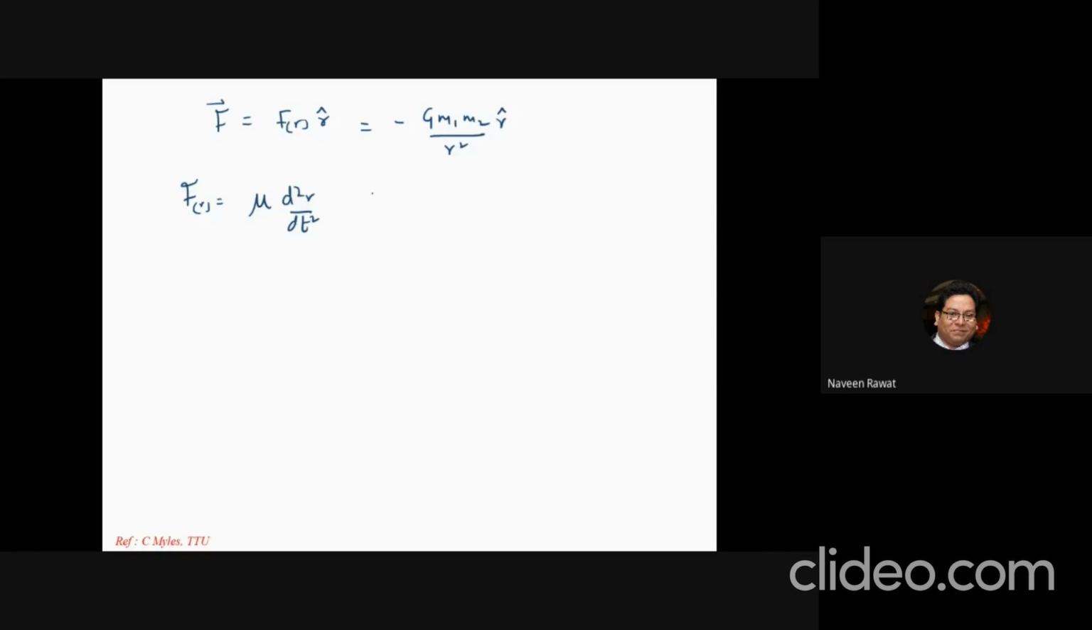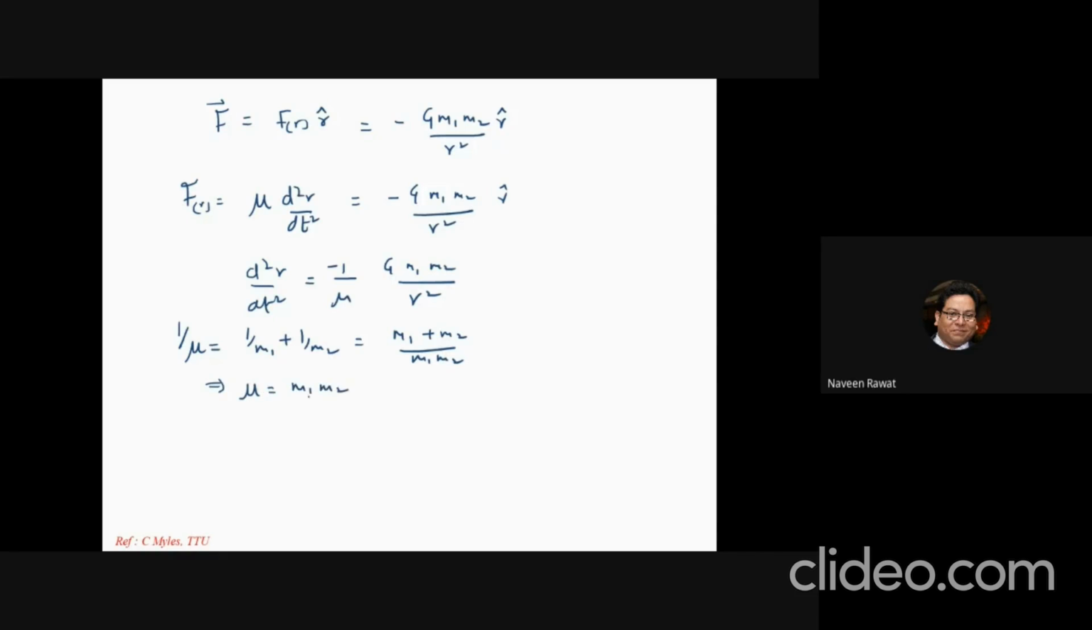I'm getting μ d²r/dt² is equal to minus G m1 m2 by r squared r cap. And from here I can say that d²r/dt² will be 1 over μ, and then I have a minus sign, and then I have G m1 m2 divided by r squared. Okay, and what is μ? Or let me say, what is 1 over μ? Remember, 1 over m1 plus 1 over m2, that is the reduced mass. So from here, if I solve this, I get m1 plus m2 divided by m1 m2, right? Or μ is nothing but the inverse of that. So m1 m2 divided by m1 plus m2, right? So that is what I'll get.